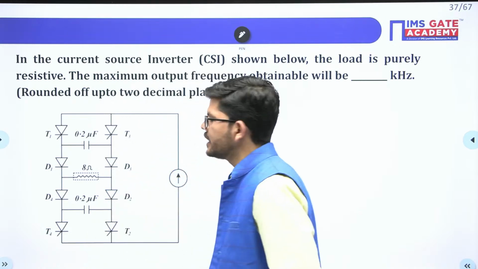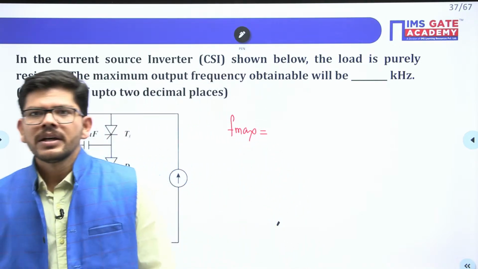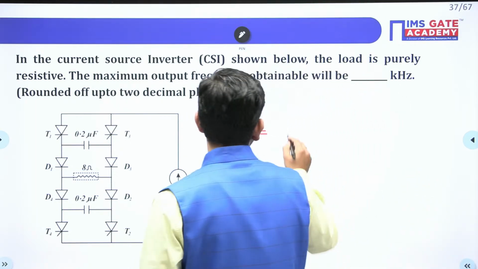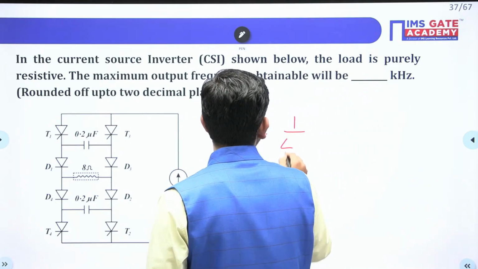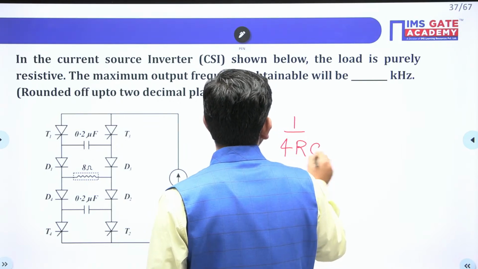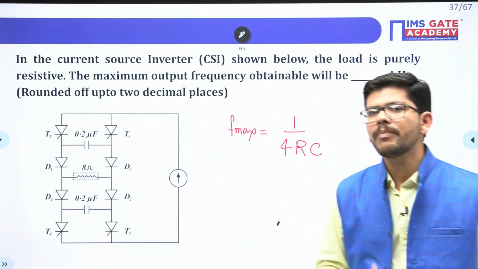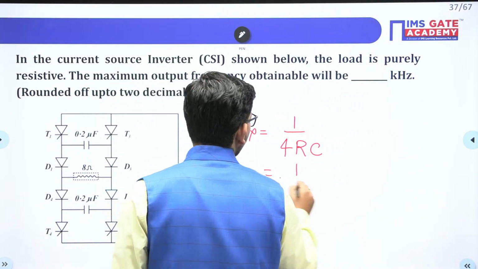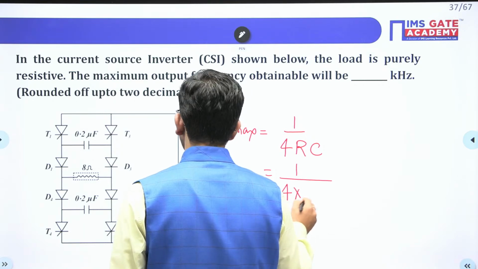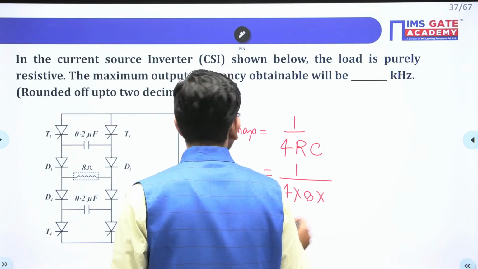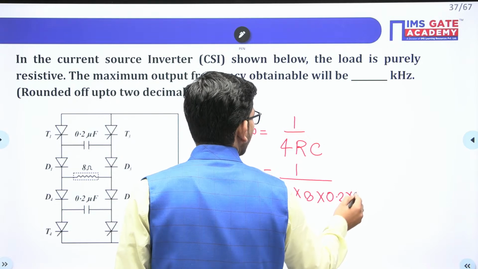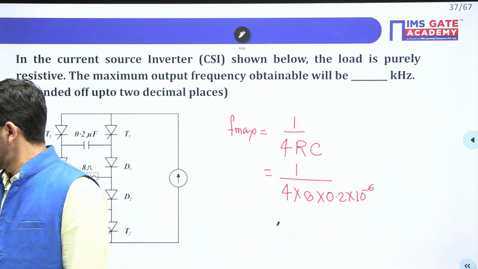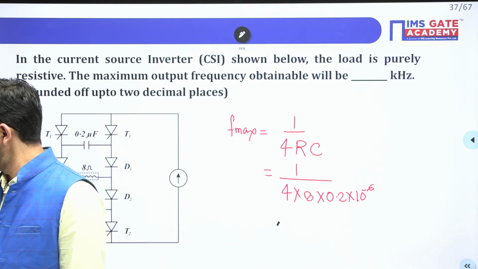Okay, so this is an ASCII inverter. This is an ASCII CSI inverter, guys. So in that case, we have a very popular expression to calculate the maximum frequency. This maximum frequency is 1 upon 4 RC. You don't have to do anything, just put the values and calculate the answer. What is the value of R? It is 8. What is the value of C? It is 0.2 microfarad. So from here you can calculate the value of F.